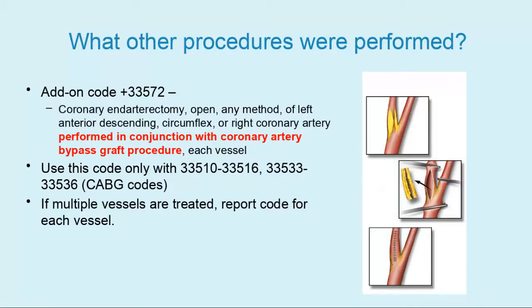Another add-on procedure is a coronary endarterectomy. This is an add-on code, again, which also specifically mentions that it's for a bypass. So coronary endarterectomy, open any method, and it gives specific vessels, and says performed in conjunction with coronary artery bypass graft procedure. Each vessel. So if multiple vessels are done using this procedure, you're going to report it several times.